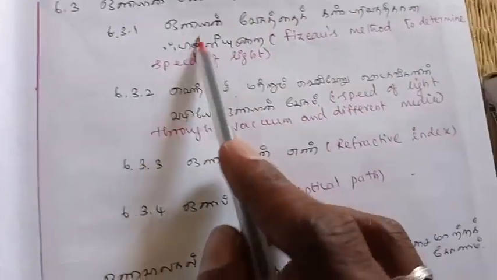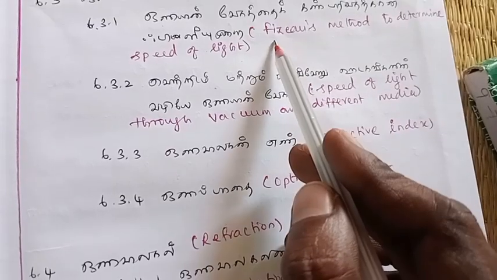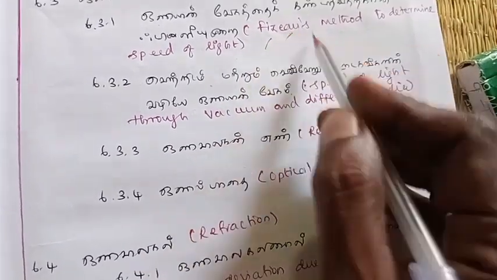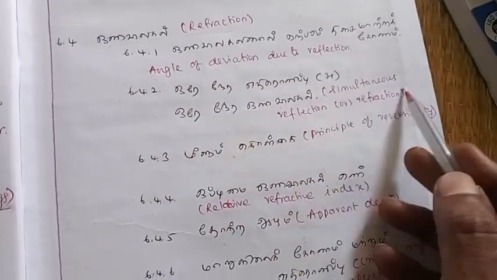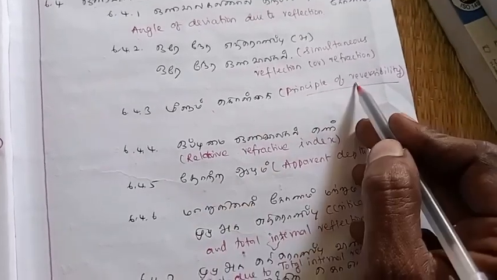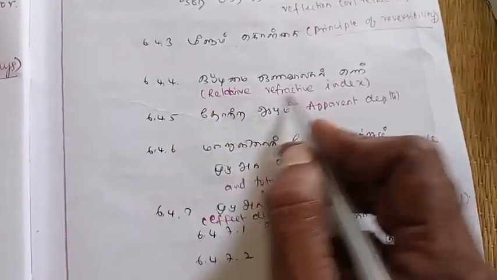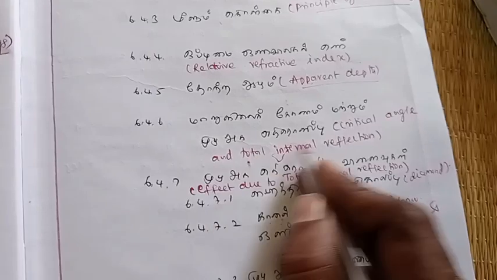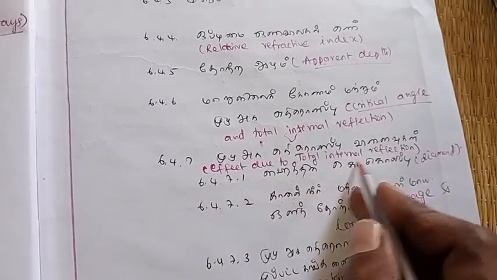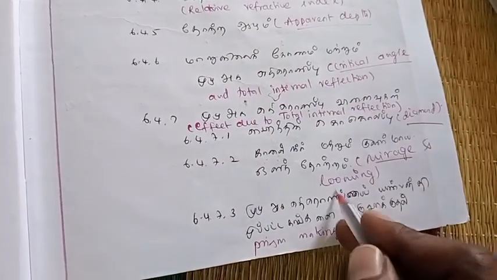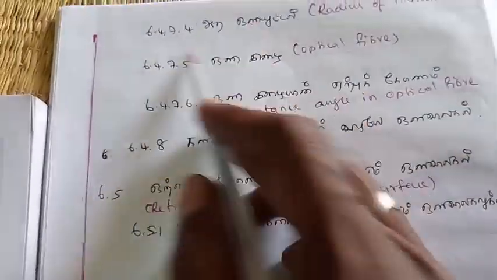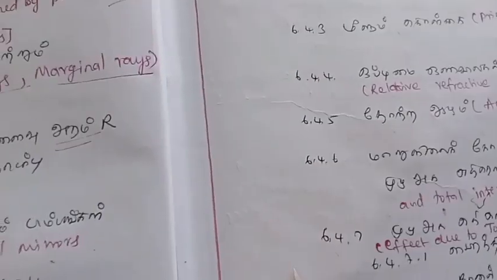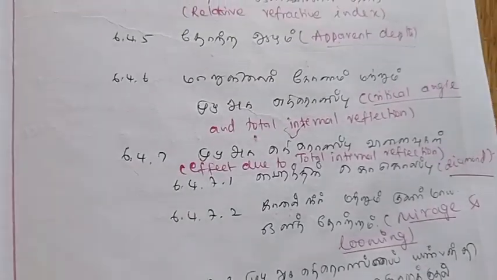Next is speed of light: Fizeau's method of determining the speed of light, speed of light through vacuum and different media, refractive index, optical path. In refraction: the angle of deviation due to reflection, simultaneous reflection and refraction, principle of reversibility and relative refractive index, apparent depth, critical angle and total internal reflection, effects due to total internal reflection, diamond, mirage and looming, prism making, radius of illumination, optical fiber. These are the topics we are studying under total internal reflection.